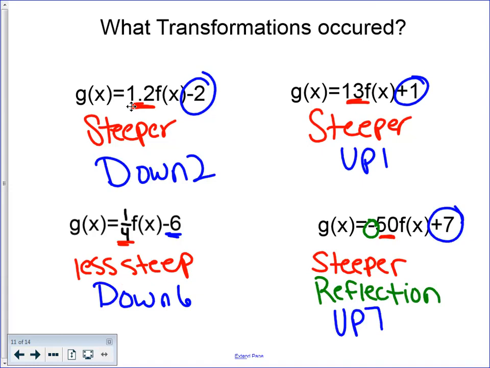So while sometimes I'm going to have one transformation, sometimes I'm going to have 2, other times I could even have 3. It is possible to have 3 different transformations for a linear equation. So you have to make sure for each equation that you name every single transformation that could possibly be occurring.